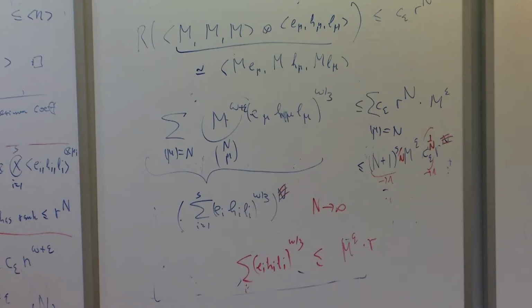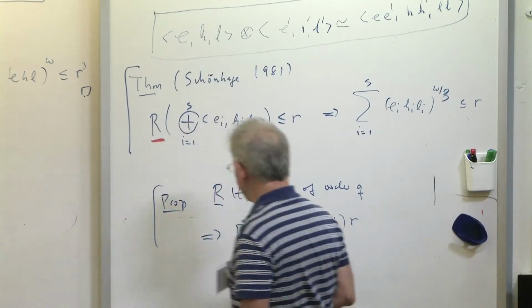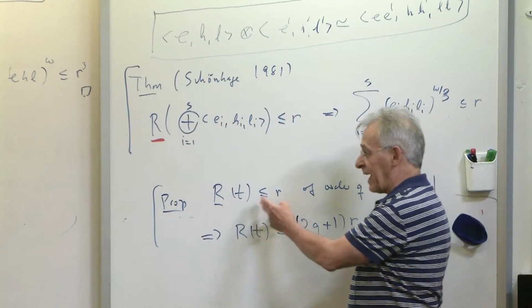There is some proposition which I don't have the time to prove, but it's not very difficult. If the border rank of a tensor is at most R, and this is of order Q, which unfortunately I think was not defined, meaning approximation in terms of epsilon of order Q, then by an interpolation idea, you can prove the rank of T is at most (2Q+1)R. It's not difficult to prove. But you need to have the right definition of border rank.